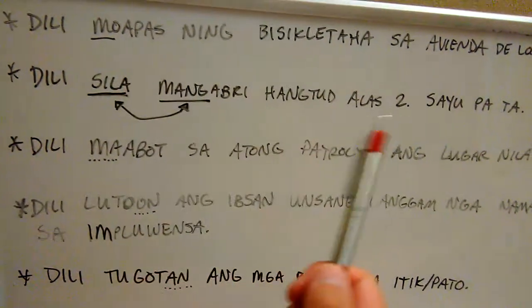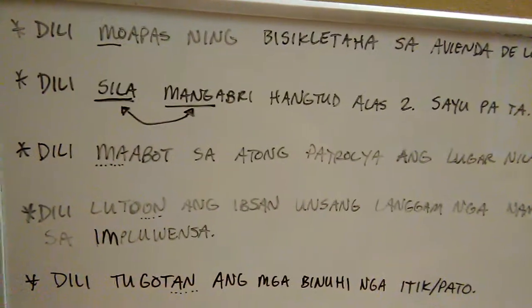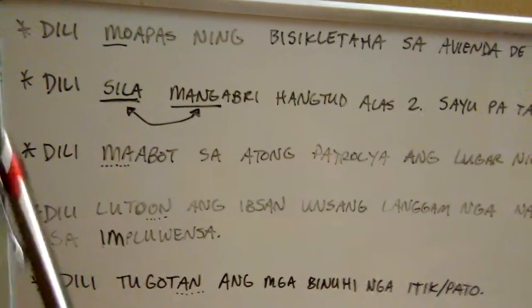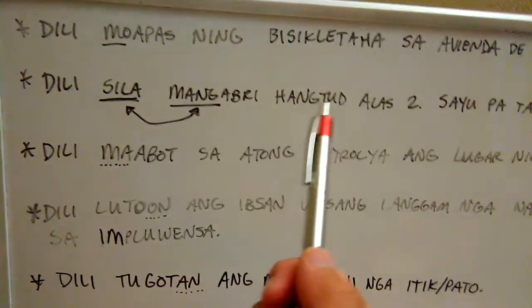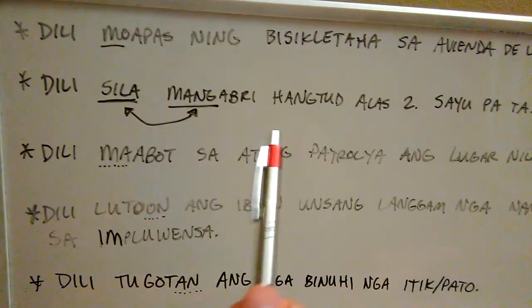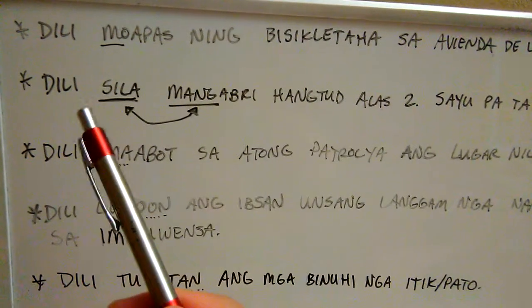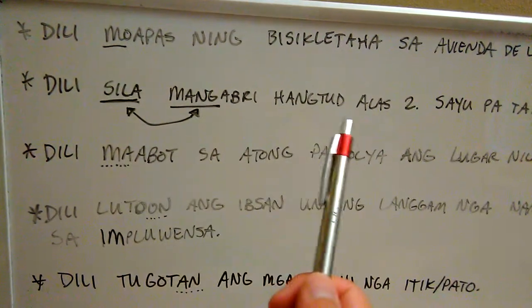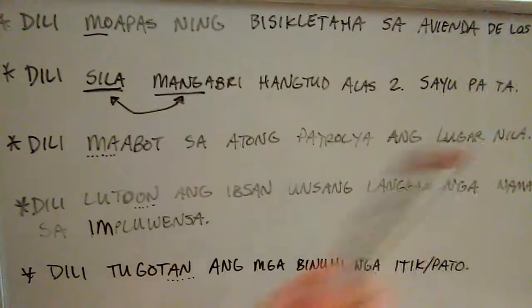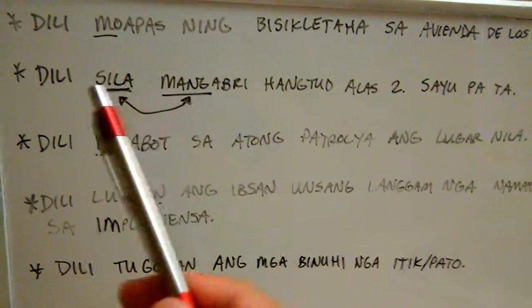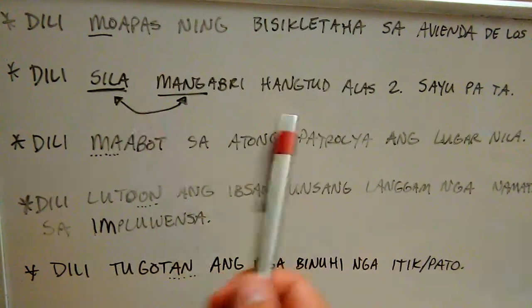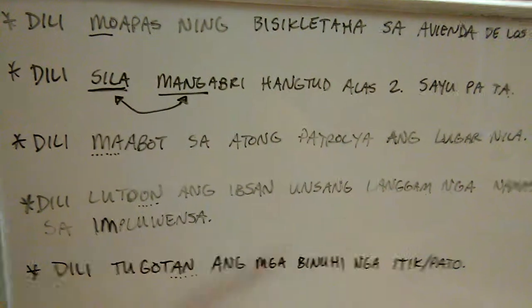Dili mga bri sila hangtod alas dos. That makes perfect sense as well. Likewise, dili sila mga bri hangtod alas dos. Dili mga bri sila hangtod alas dos. Or dili sila mga bri hangtod alas dos. Sayo pata. You can move them around. It just makes sense either way, as long as they are being marked.